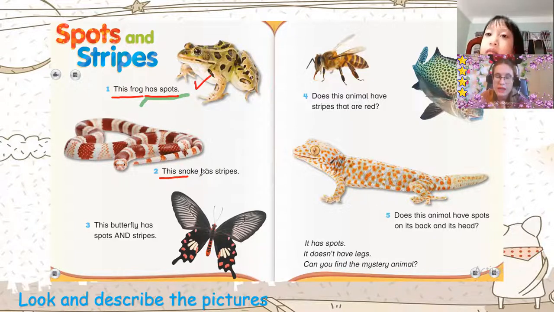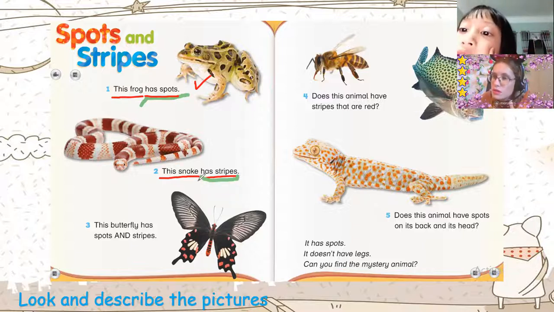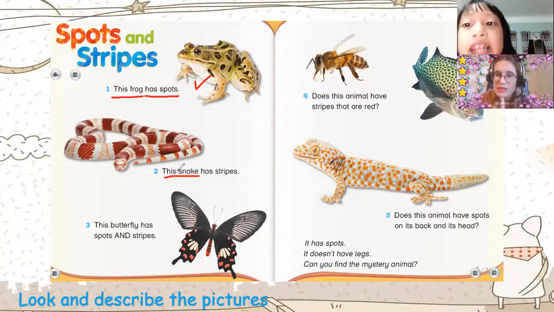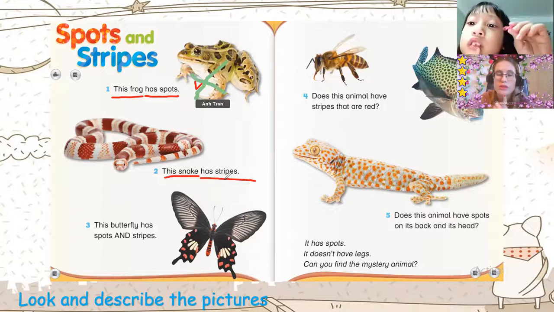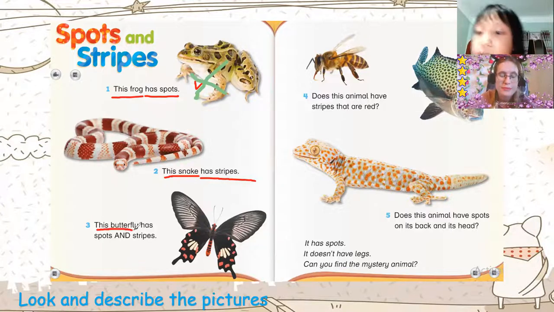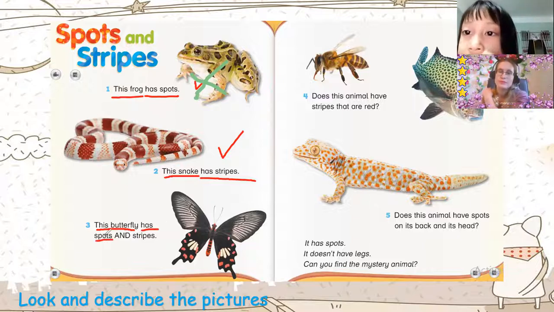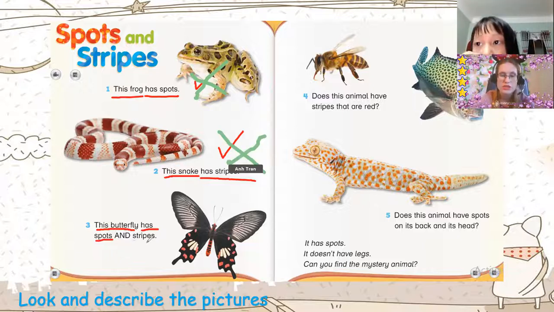Number 2. This snake has stripes. Yes. He has stripes. This snake has stripes. Yes. Number 3. This butterfly has spots and stripes.